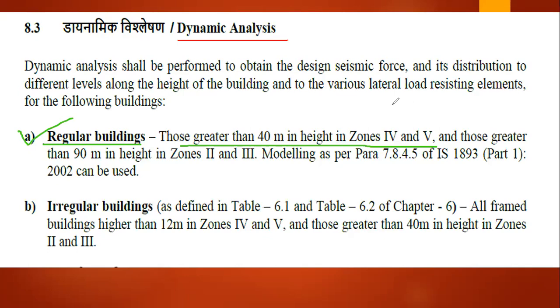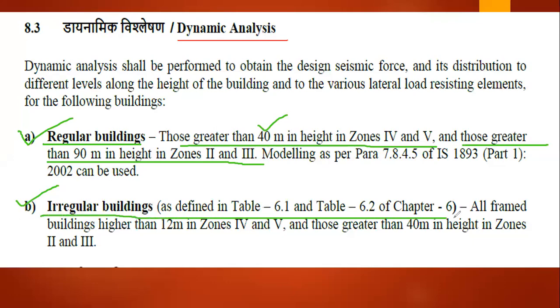First, regular buildings which are greater than 40 meters in height in zone 4 and zone 5. Regular buildings means where the plan is regular: rectangular plan, square plan, circular plan. Irregular plans, like H-shaped, T-shaped, I-shaped, L-shaped, all these various shaped plan buildings are known as irregular buildings.